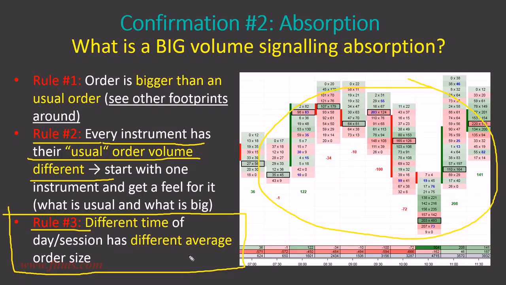Now, rule number 3: different times of day or different sessions have a different average order size. As you can see in here, those volumes were created at the beginning of the European session. If this was the US session, then this kind of volumes probably wouldn't be as huge as it is when it appears in the European session. Alright, so you also need to keep that in mind.